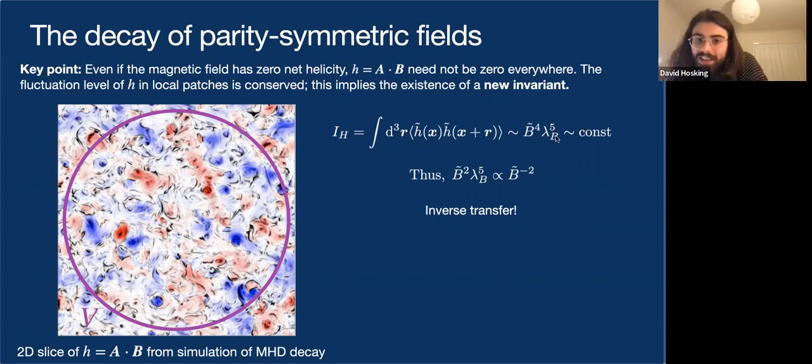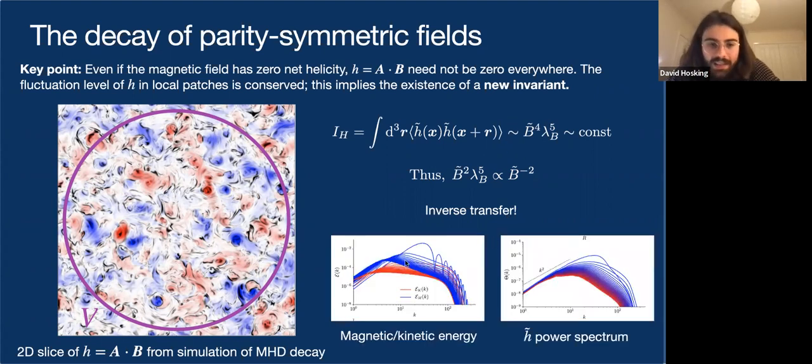And if one plugs that scaling relation into the coefficient of k to the 4 in that spectral expansion I showed before, one finds that b squared lambda to the 5 goes like b to the -2. And so sure enough, we predict the inverse transfer. As b decays, this combination b squared lambda to the 5 goes up.